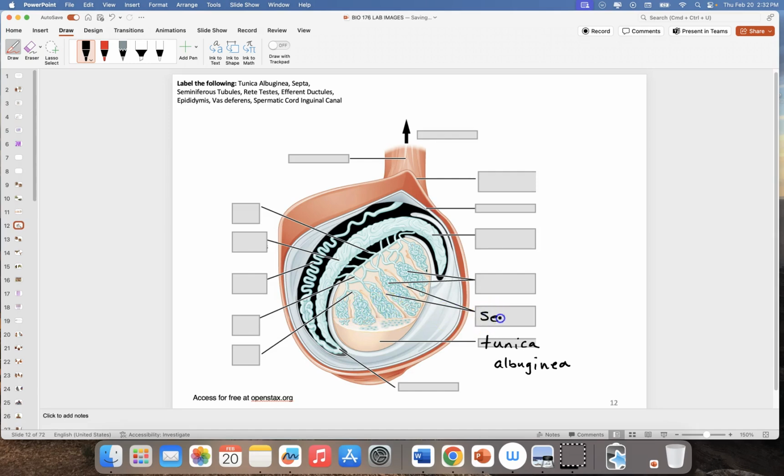And when we're talking about a wall or partition, we use the term septa for plural. Septum would be singular or one of those partitions. Since we are pointing out more than one, we would use the plural form of septa. Again, these are going to be the partitions separating our seminiferous tubules. We can go ahead then and label those as well.